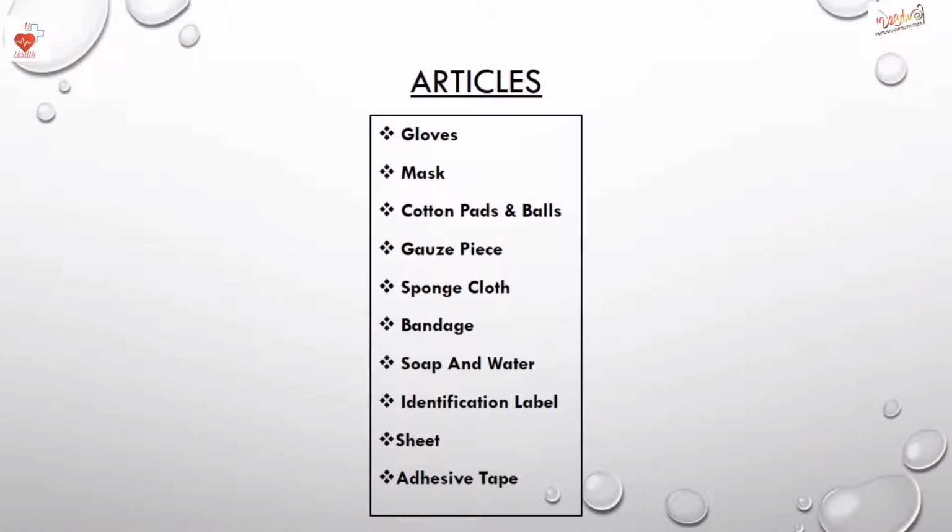Articles used for death care: gloves, mask, cotton pad and balls, gauze pieces, sponge cloth, bandage, soap and water, identification label, sheet, adhesive tape.